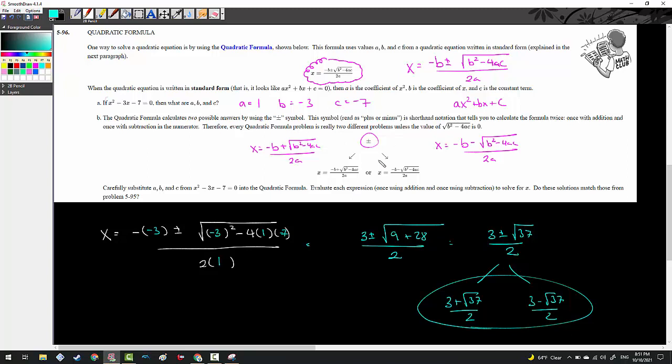So like I said, in a separate video, I'll show you where the quadratic formula comes from. Give me a second, I'll be right back with some 5-97, which is a little bit of drilling.